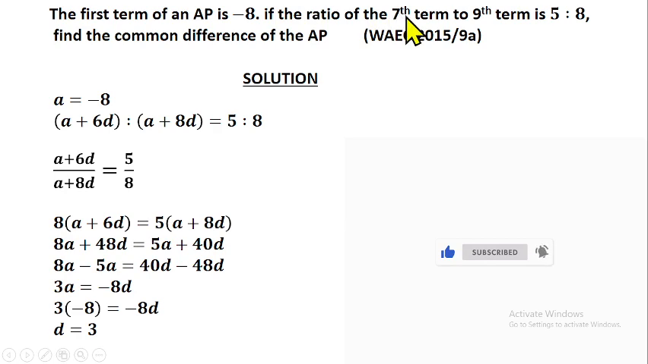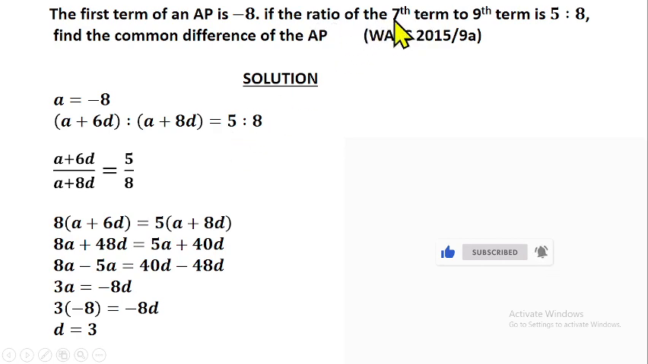So the ratio of the 7th term. What is the 7th term of an AP? A plus 6D. The ratio of it to the 9th term. What is the 9th term of an AP? A plus 8D, is equal to 5 to 8. That's the interpretation of that question.